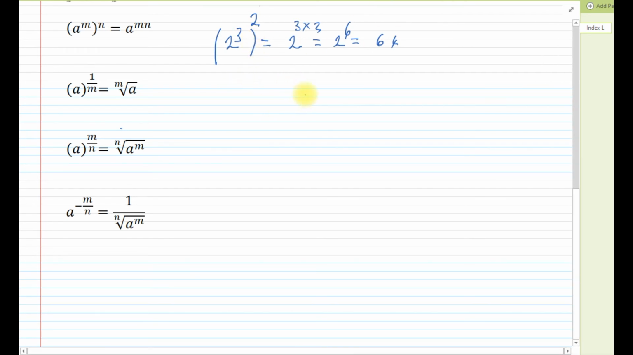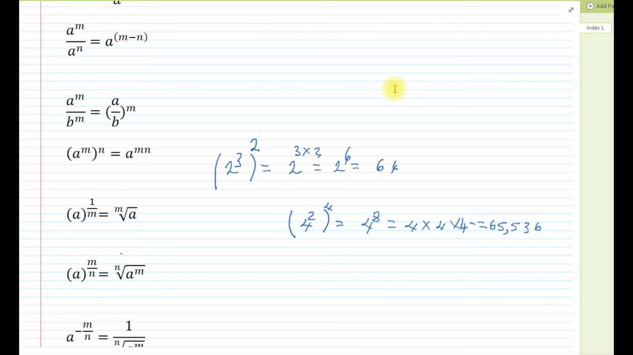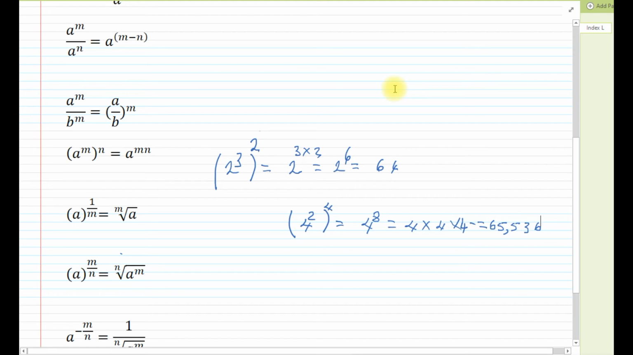If I have 4 to the power 4, all of it to the power 2. Let's choose another number. This will be 4 to the power 4 times 2, which is 8, which means 4 multiplied by itself 8 times. I won't write all of it, but the answer will be 65,536. Now, I didn't work that in my head. I had to use a calculator there. So, there you go.